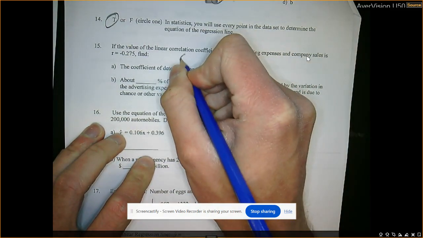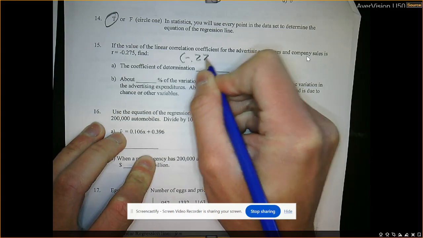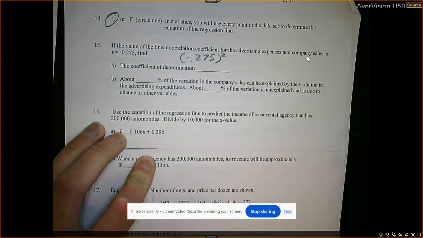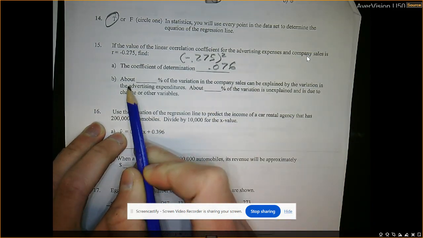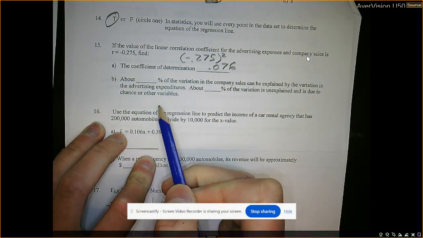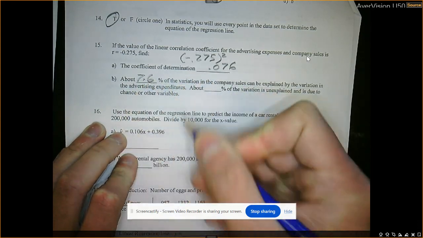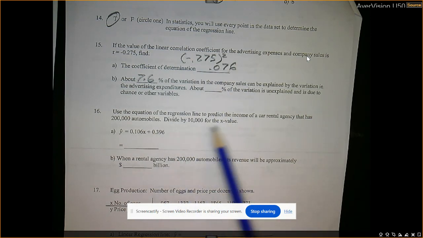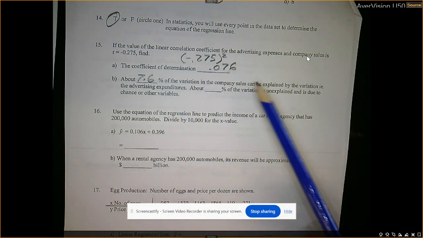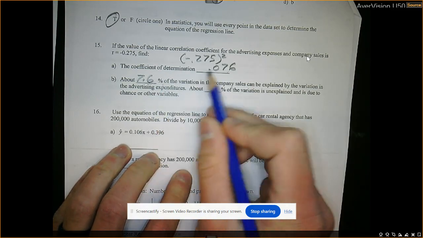Okay, your coefficient of determination is -0.275 squared, because it's just r squared, right? And that is 0.076, okay? Which, if you put this into a percentage and read it out, is about 7.6%. That's what this is as a percentage of the variation in the company. This is just saying what your coefficient of determination means. And that means 7.6% is explained.